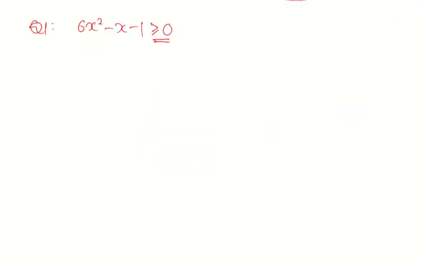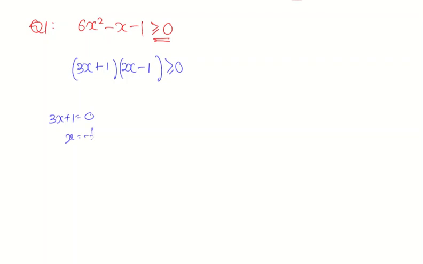So first thing, I need to factorize. 3x and 2x, and a positive 1 or negative 1 over here. Then 3x plus 1 equals 0, 2x minus 1 equals 0. This step is to find the point.